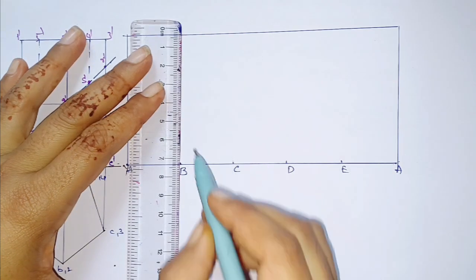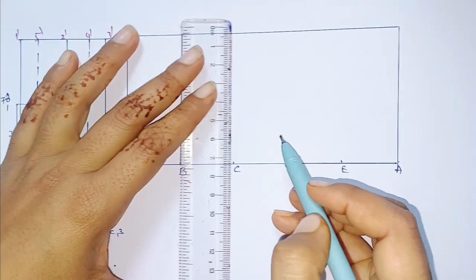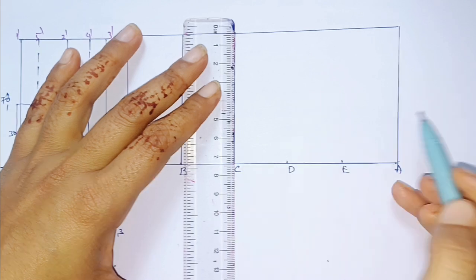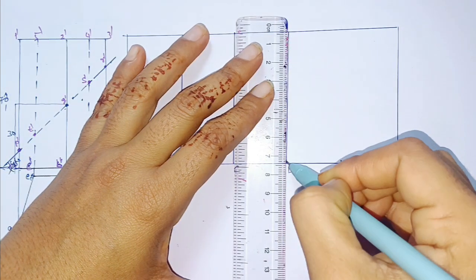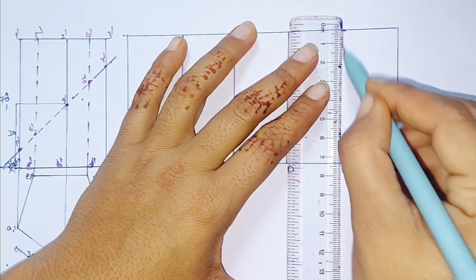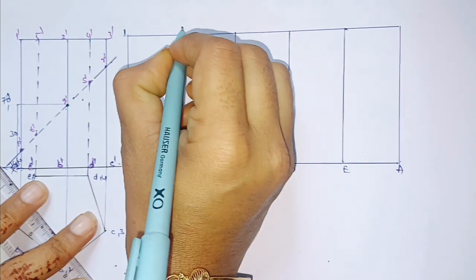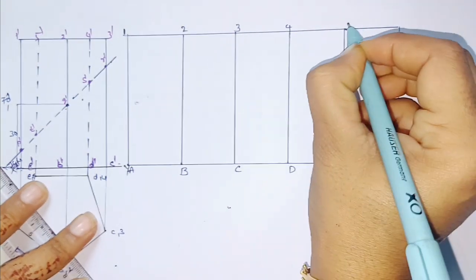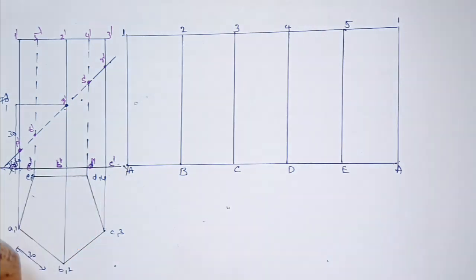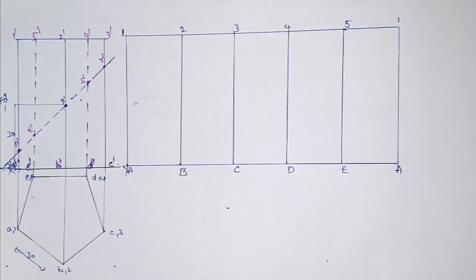Next draw vertical lines up to the top of the base. Mention the top of the base: you have to mention 1, 2, 3, 4, 5 and 1. This is the original diagram. That's why I'm mentioning capital letters here directly, without prime.